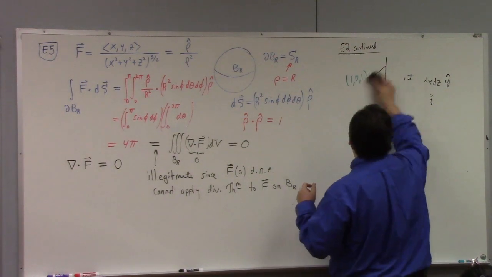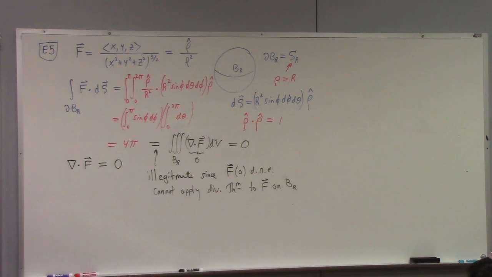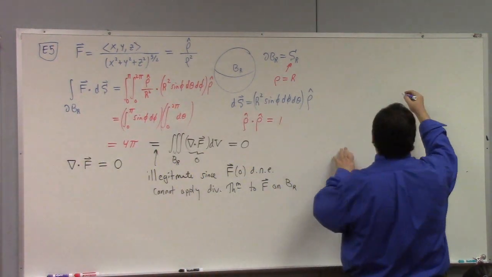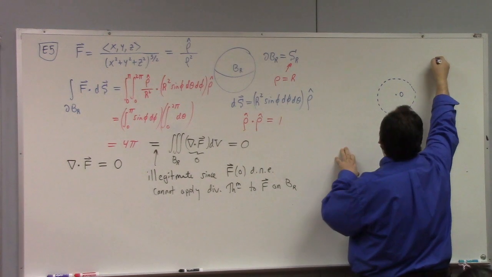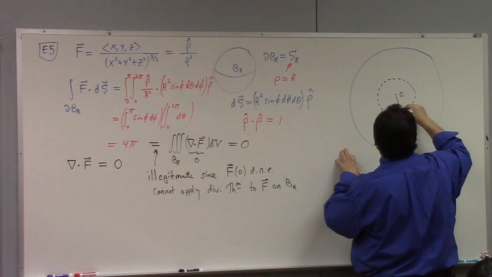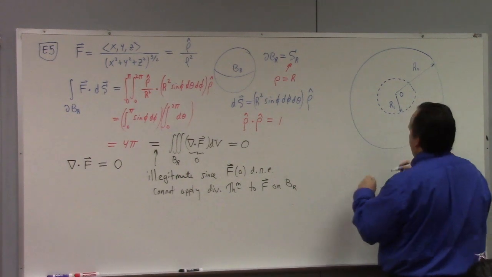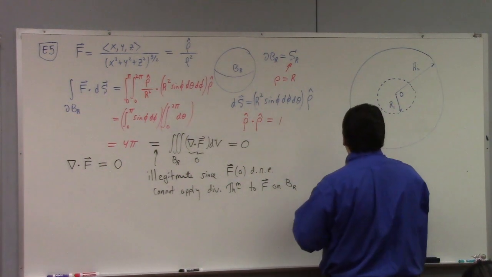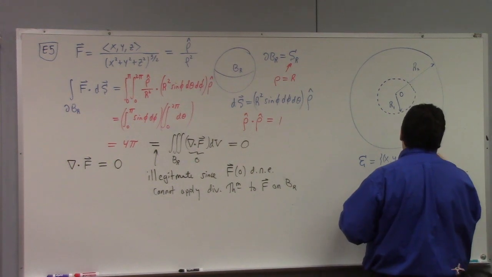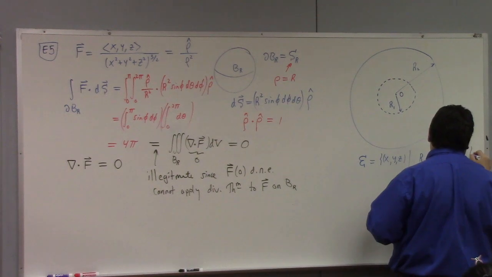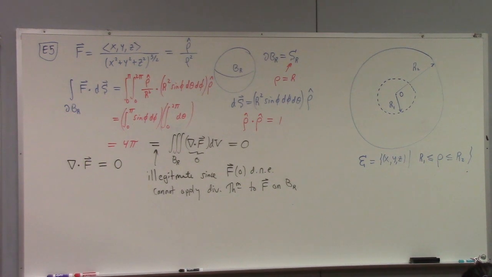So if we can't apply the divergence theorem on the ball of radius r, what we could do is encircle the origin with a little bubble, and we could apply the divergence theorem on something like this. So here's 0. Let's say this is R1, and over here you've got R2. And you could let your E be (x, y, z) such that R1 is less than or equal to rho is less than or equal to R2. That's a spherical shell with inner radius R1 and outer radius R2.